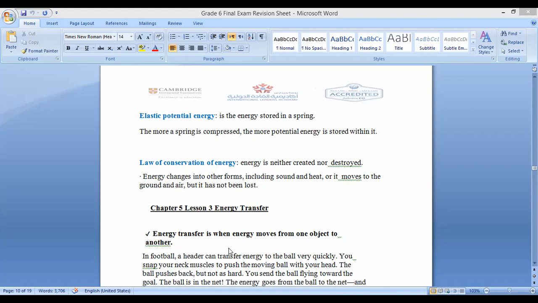From the hand to the cup. From your hand to the cup? Okay, can anyone help her? Kareem. No, that's wrong, because it's from the cup to the hand, because we hold it. So the hotness is stored in the cup, so it is transferred from the cup to the hand.